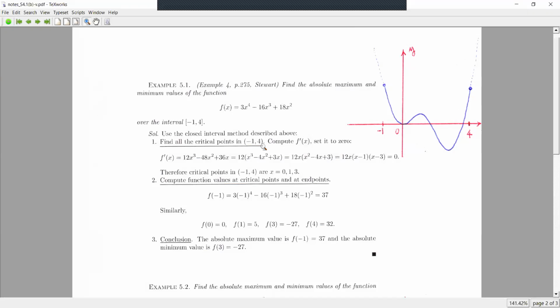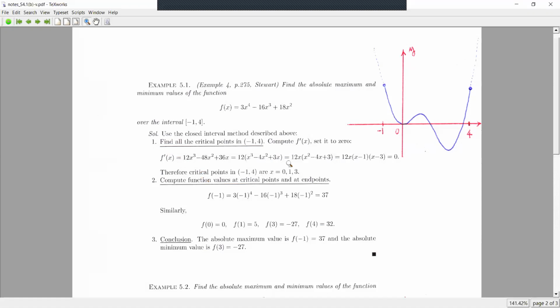We use the closed interval method in review number 7. There are 3 steps. Step 1, find all the critical points inside the given interval. So we compute the derivative first.